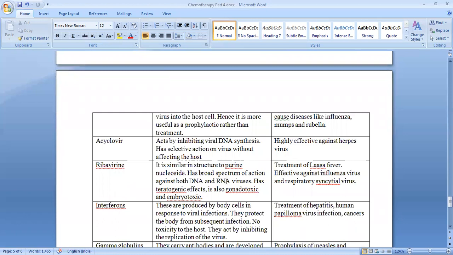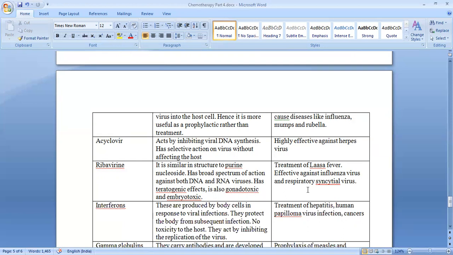Ribavirin is another compound. It has a similar structure to the purine nucleoside, and because of that, it will act against both DNA and RNA viruses. It is used in treatment of a condition called Lassa fever. This Lassa fever is a type of fever which is generally found in parts of Africa, and it is caused by a virus. So to treat that, they use this ribavirin. It has also been found useful against influenza virus and certain respiratory viruses.